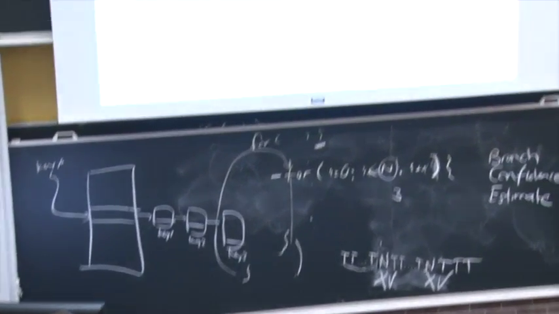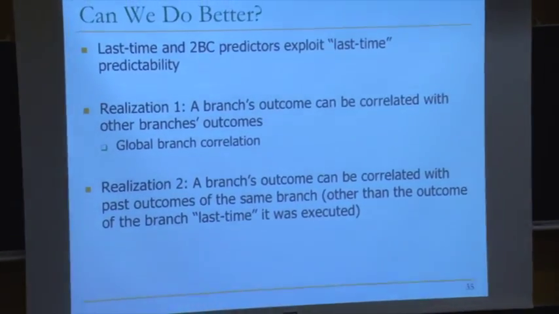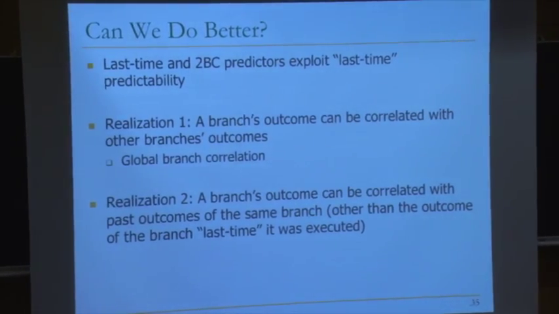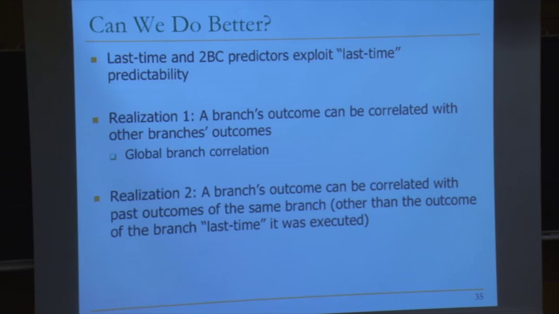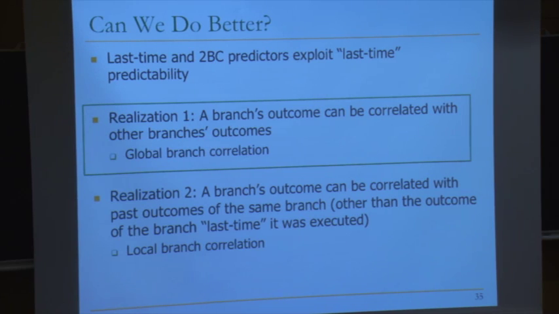And people have also realized that a branch's outcome can be correlated with past outcomes of the branch, other than the outcome of the branch last time it was executed. So the branch can follow some patterns. This is called local branch correlation, and we're going to take advantage of this also. So before starting global branch correlation, I guess let's take a break for 3 minutes.